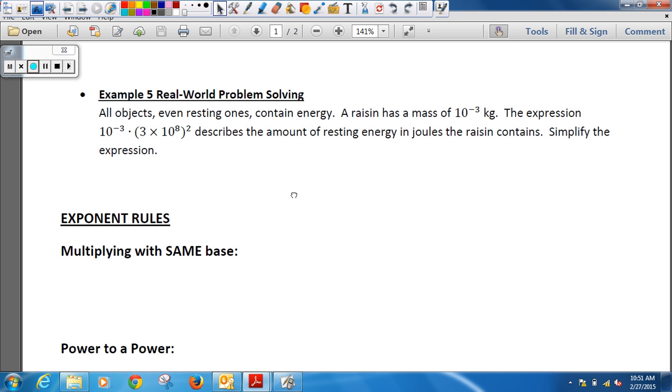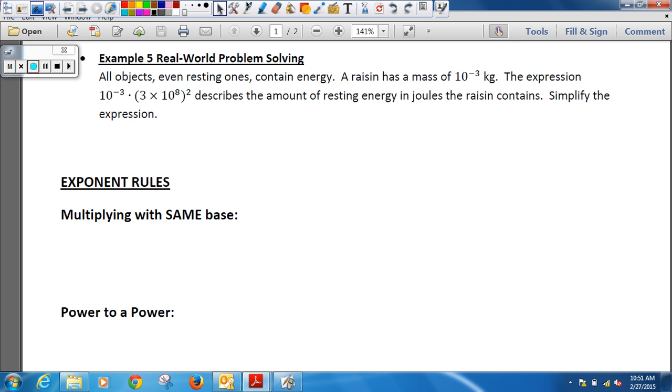Example 5, our real world problem solving here. All objects, even resting ones, contain energy. A raisin has a mass of 10 to the negative 3rd kilograms. The expression 10 to the negative 3rd times the quantity 3 times 10 to the 8th, squared, describes the amount of resting energy in joules the raisin contains. Simplify the expression. So they just want us to simplify this.